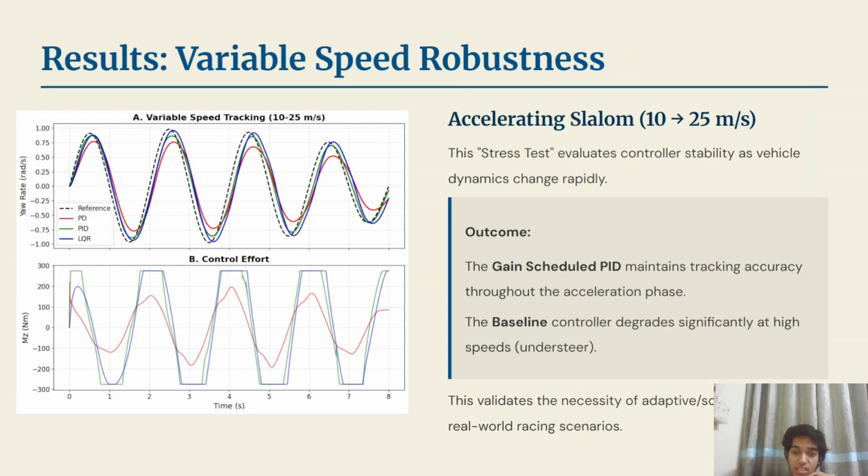Finally, we ran a stress test, the accelerating slalom. We ramped the speed from 10 to 25 meters per second mid-maneuver. While the fixed gain PD controller degraded into understeer, the gain scheduled PID maintained accuracy throughout the entire acceleration phase. This validates that adapting gains in real time is necessary for dynamic racing scenarios.